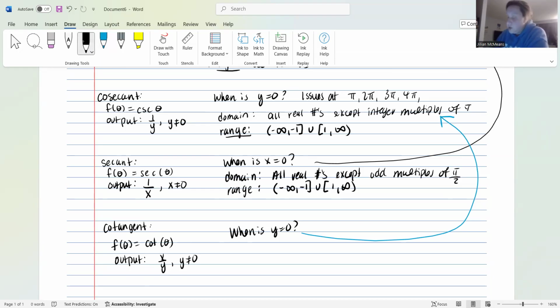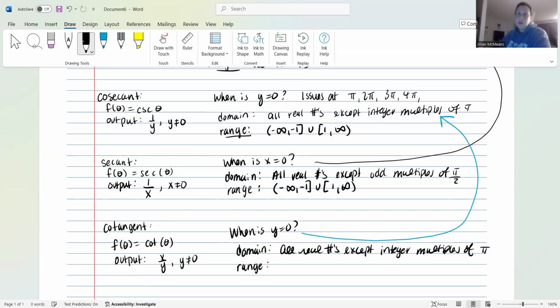Okay? So the domain here is going to be exactly the same as cosecant. Okay? So the domain of cotangent is the same as cosecant. So we would say all real numbers except integer multiples of pi. And I'll show you a fancy way to write integer multiples of pi or odd multiples of pi over 2. Now, the range is going to be the same as tangent.